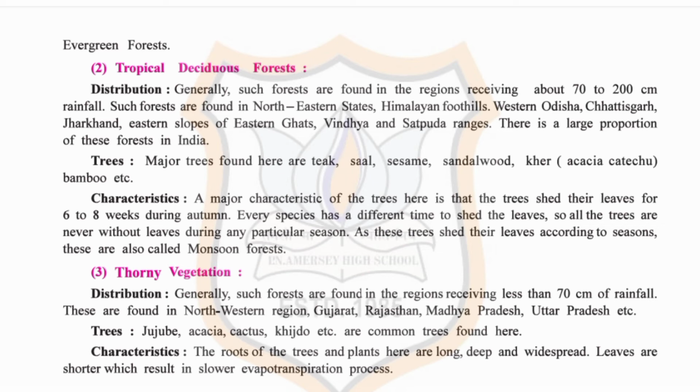Now the trees found here are teak, sal, sesame, sandalwood, kher, bamboo, etc. Now the characteristics. A major characteristic of the trees here is that the trees shed their leaves for 6 to 8 weeks during autumn. Every species has different times to shed their leaves. So all the trees are never without leaves during any particular season. As these trees shed their leaves according to seasons, these are also called monsoon forest.